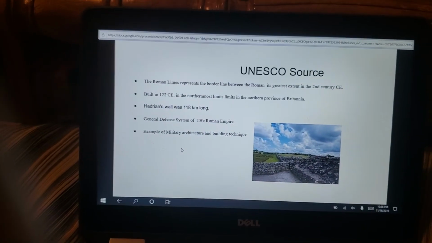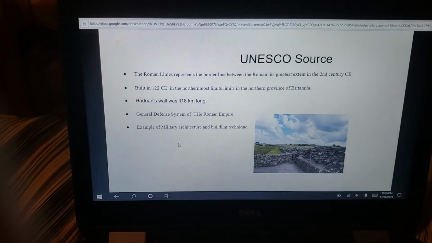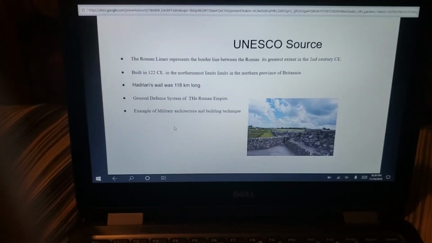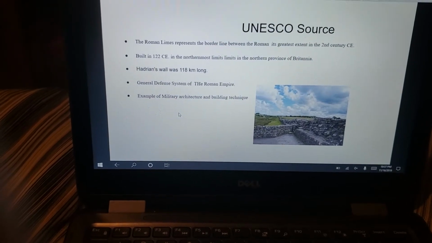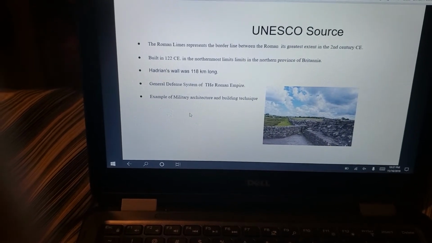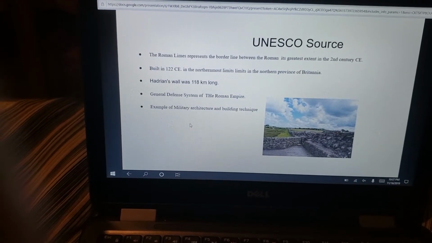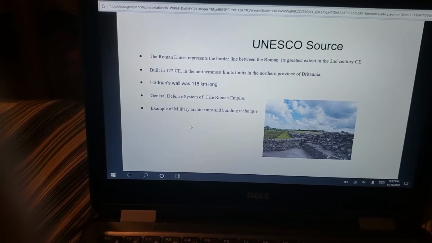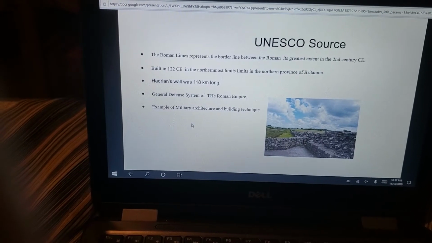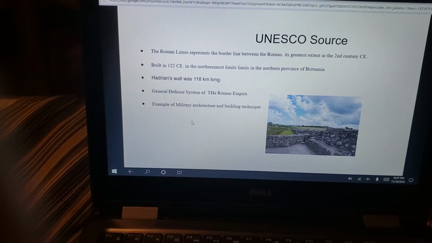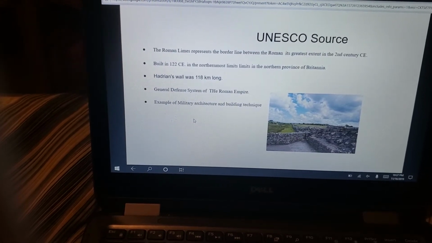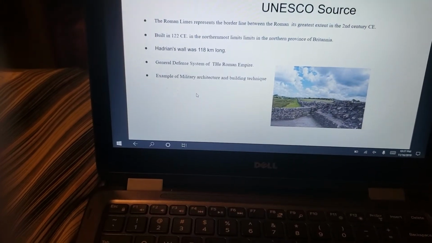So this is my UNESCO source. It is called Hadrian's Wall in Austria. It basically discusses how the Roman lines represent the border of Rome at its greatest extent in the 2nd century Common Era. The wall was built in 122 CE in the northernmost limits of the northern province of Britain.